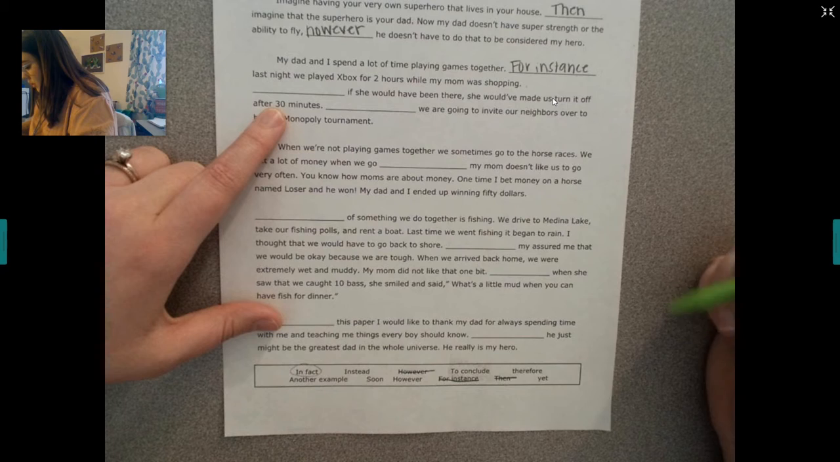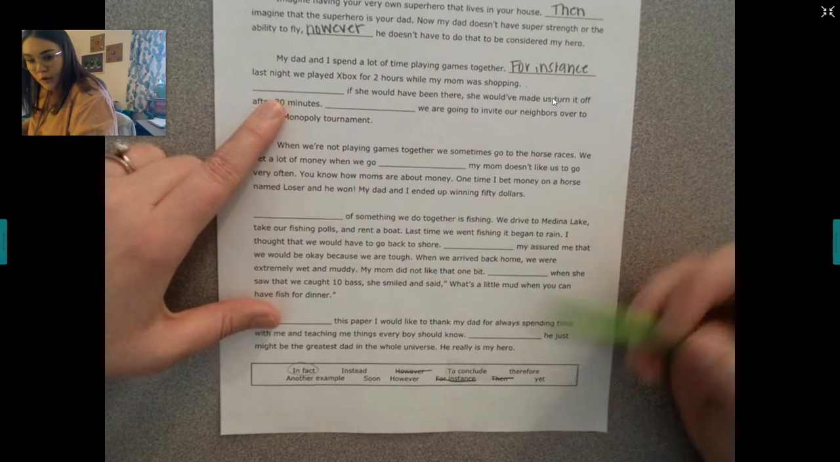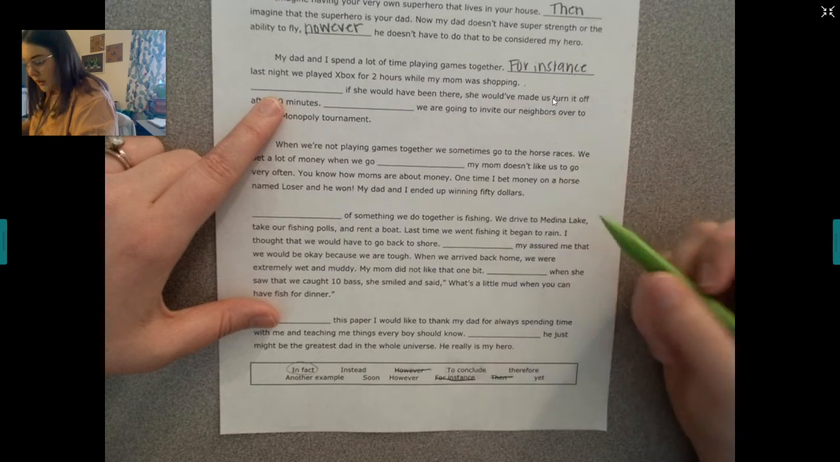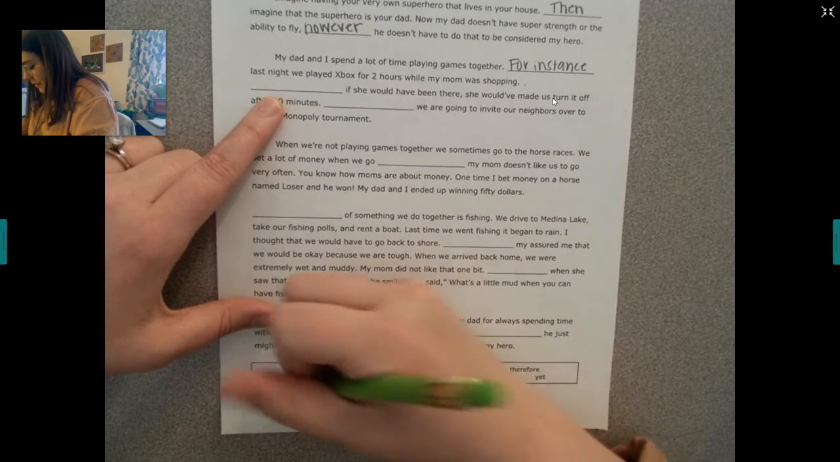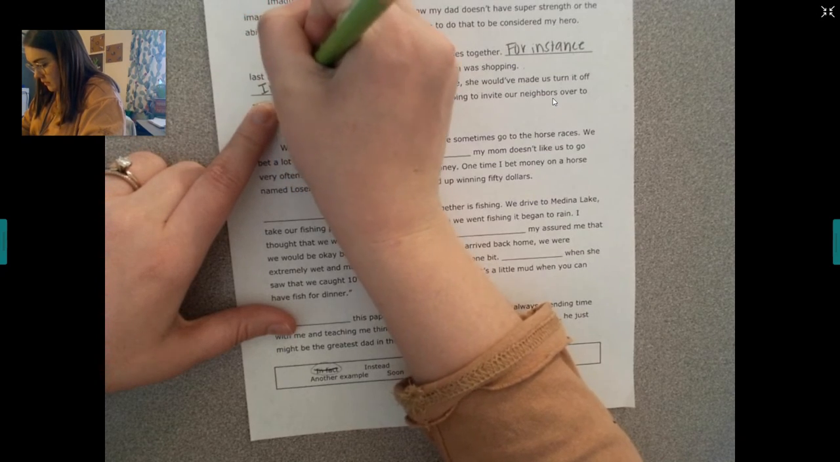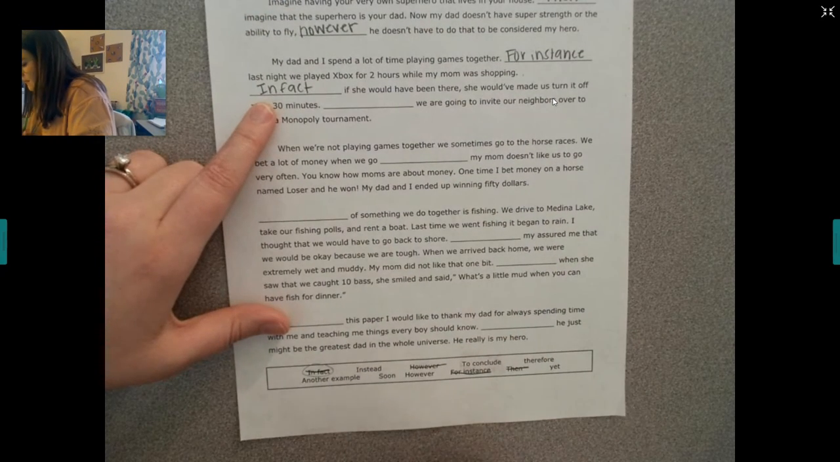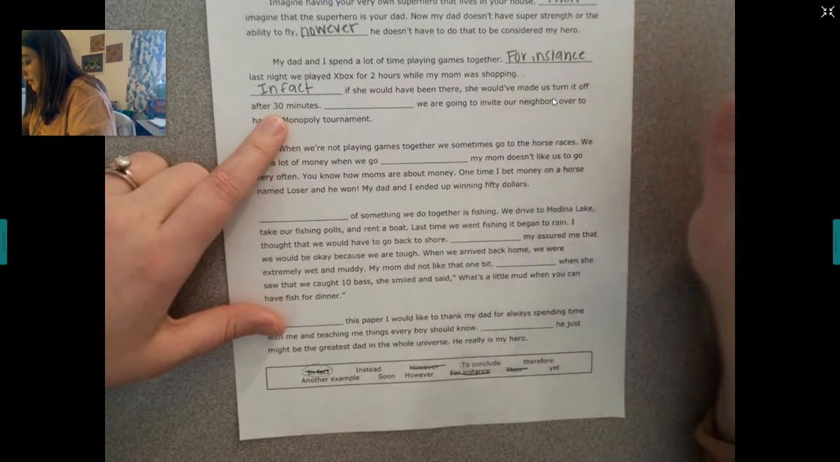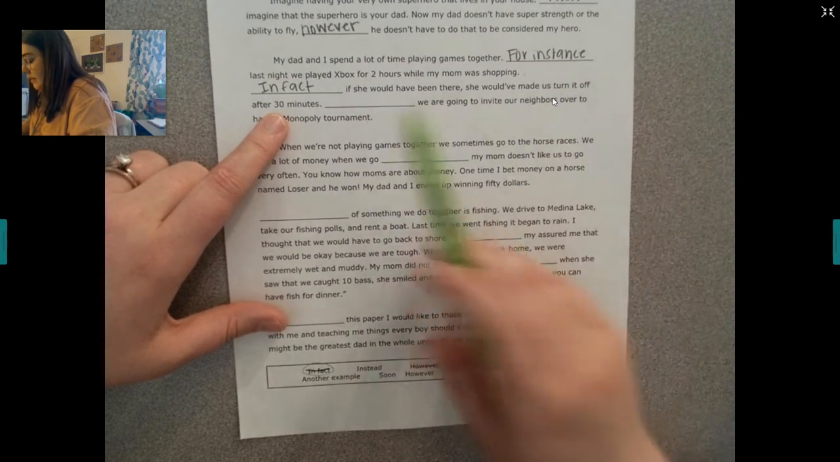What do you think goes there? Look down here. Look up there. What do you think is going to go there? I'm thinking in fact. In fact, if she would have been there, she would have made us turn it off in 30 minutes. I like that one. Let's keep going.